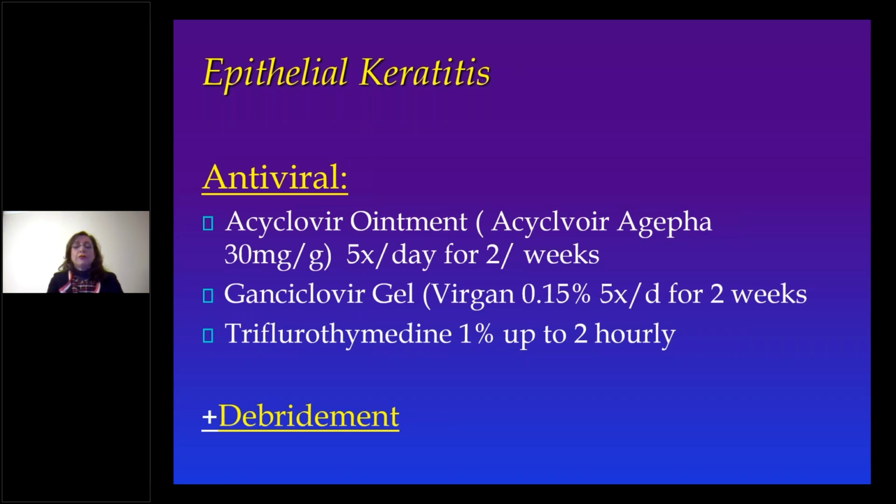However, the ganciclovir gel is the other option, and that can be used 5 times a day for the first week and then reduced to 3 times a day. And there is another drug which is trifluorothymidine 1%, and that can be used up to 2 hourly, and that's mostly used in the United States. There are other drugs, but these are the most commonly used drugs.